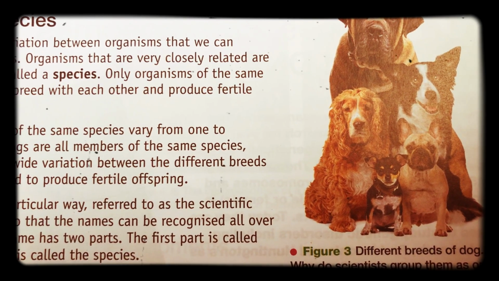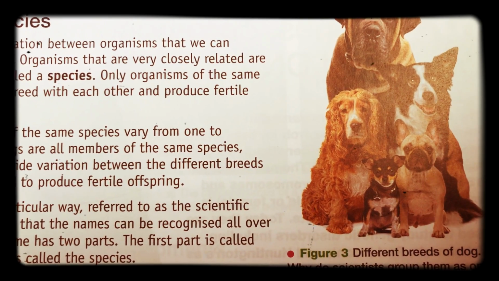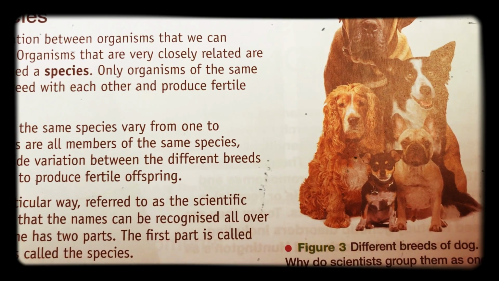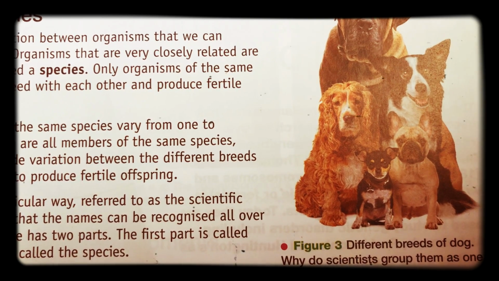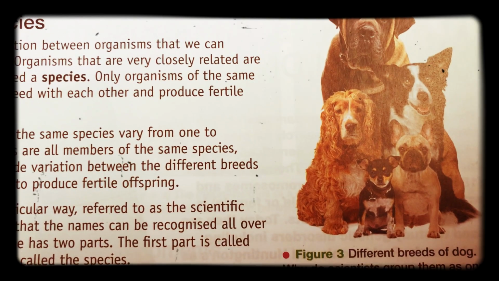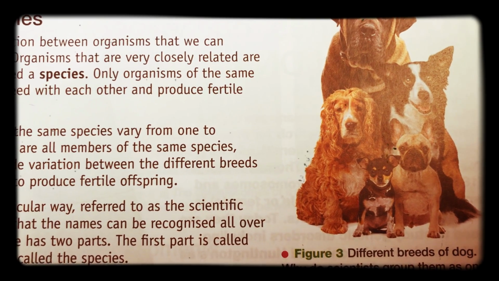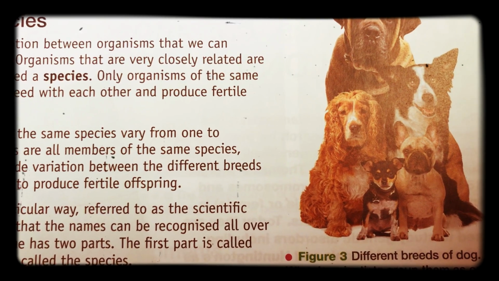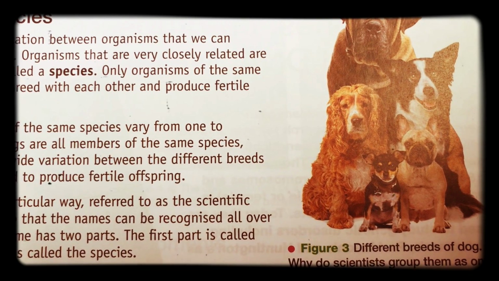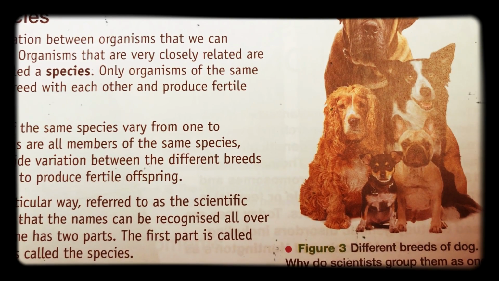This group on the right hand side is dog, and these all belong to the same species, the dog species. And only organisms of the same species can successfully breed with each other and produce fertile offspring. So the tall big dog at the back could be bred with any of the dogs below it, and the puppies would be able to have puppies themselves. So domesticated dogs are all members of the same species.